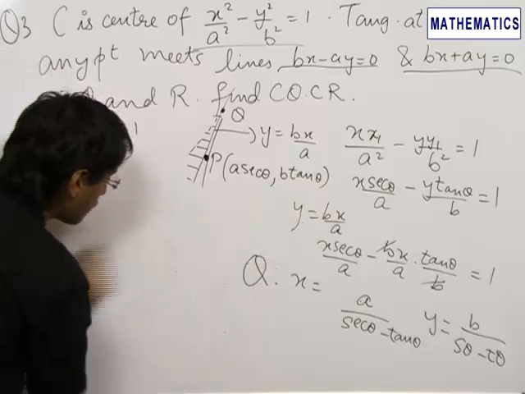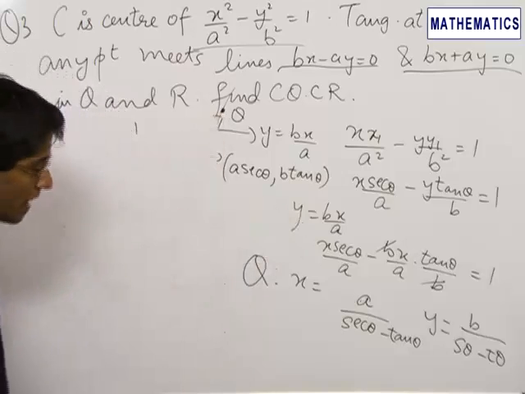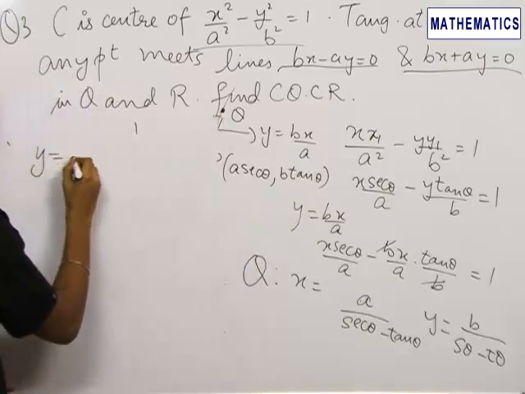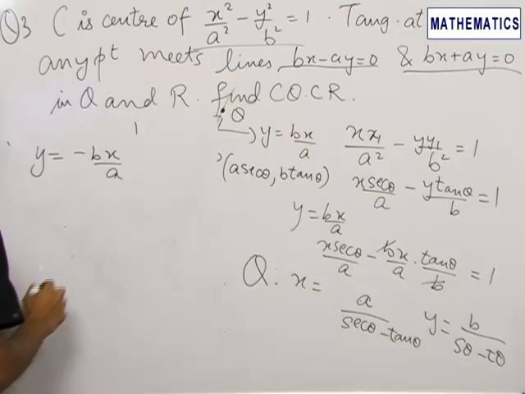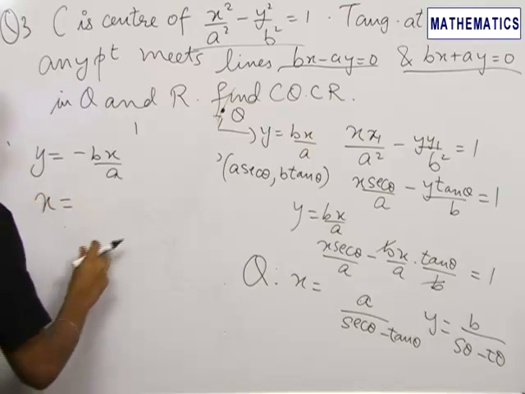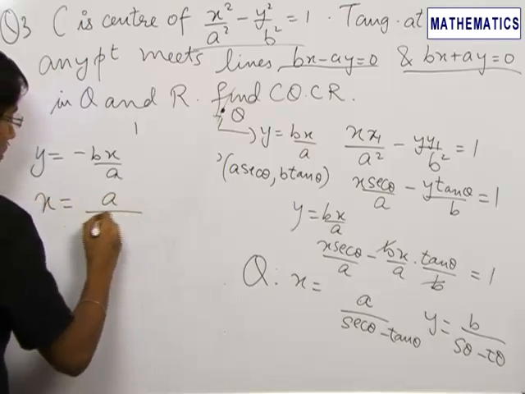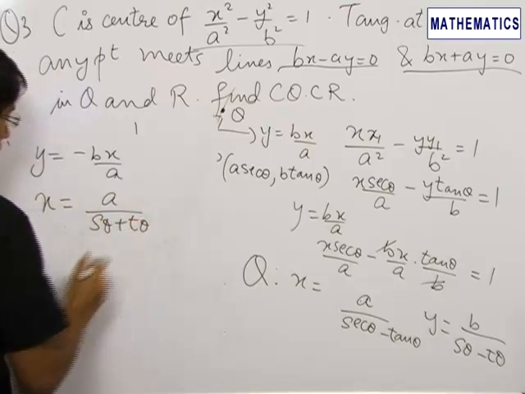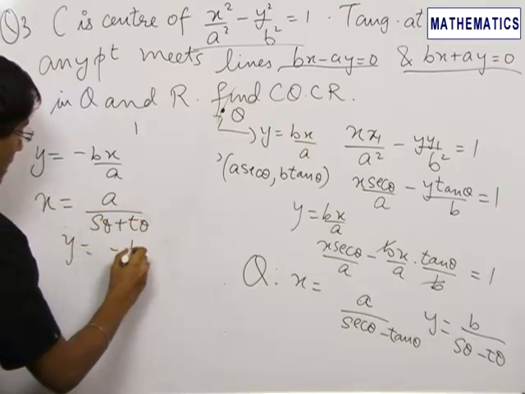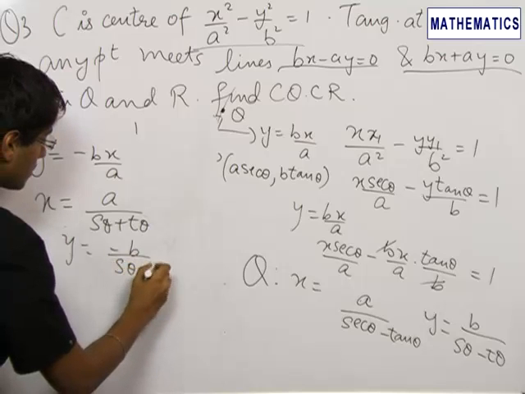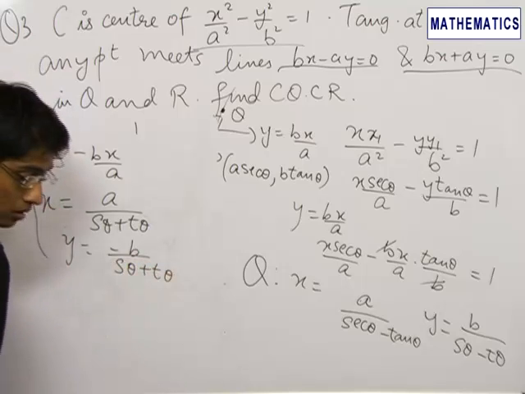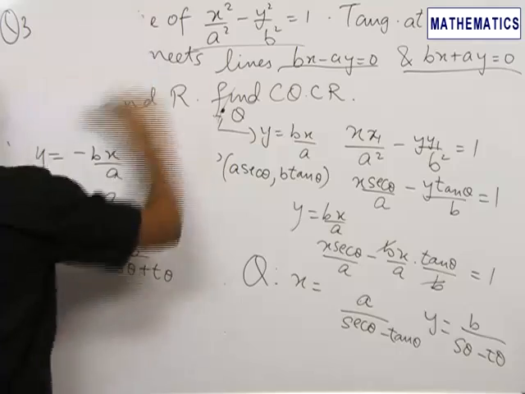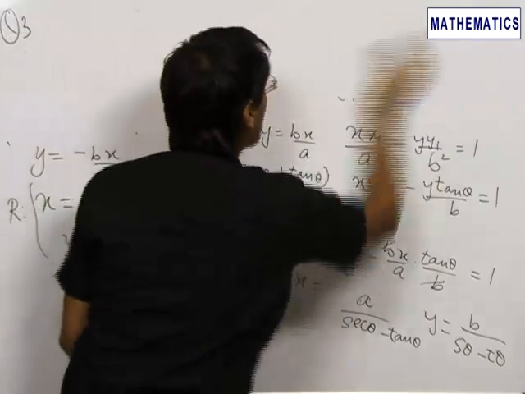Similarly, solving the equation of tangent with the asymptote y is equal to minus bx by a, we get x as a upon sec theta plus tan theta and y as minus b upon sec theta plus tan theta. These are the coordinates for the point R. Now we need to find the value of CQ into CR, where C is the center for the hyperbola.